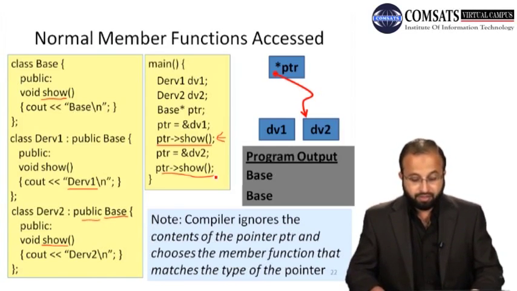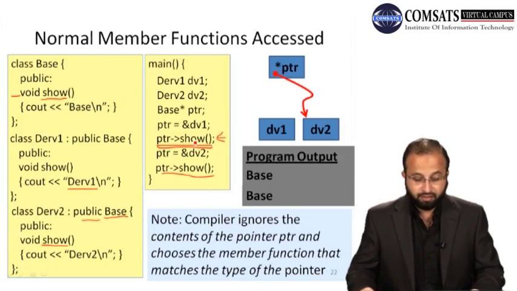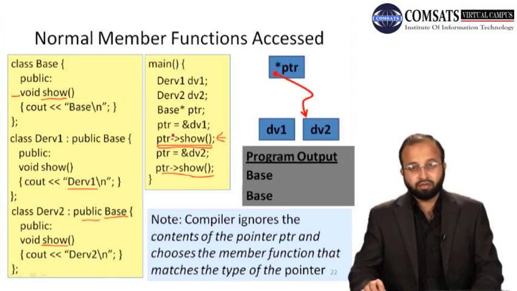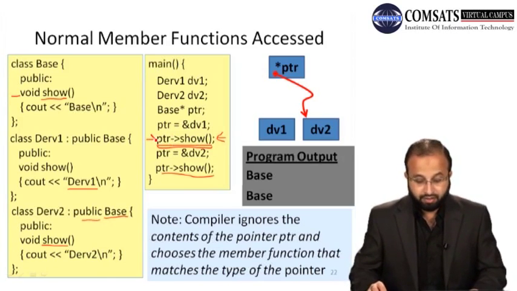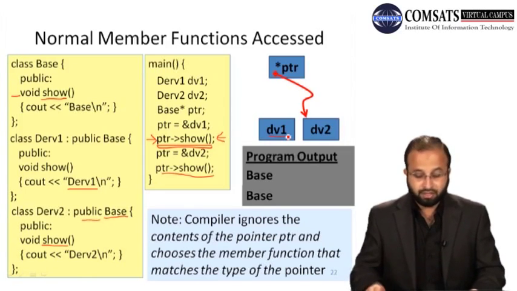And then the other statement is ptr is equal to &dv2. So dv2, which is an object, we are copying its address into ptr. This means that we have this connection established, and then we are calling the function show again, calling function show again with the ptr pointer. Now which object is the ptr pointer pointing to now? It is the dv2 object, right? But when you call the show function, it will not execute the show function of Derv2 class, but it will execute the show function of the base class. So again base will be printed.